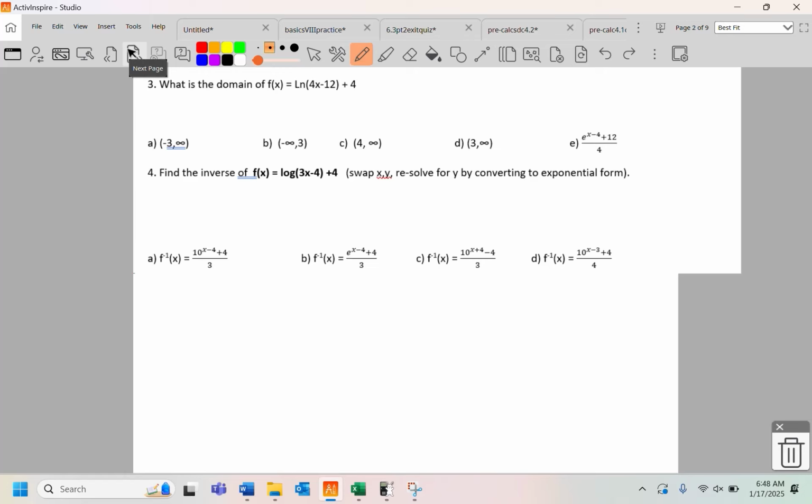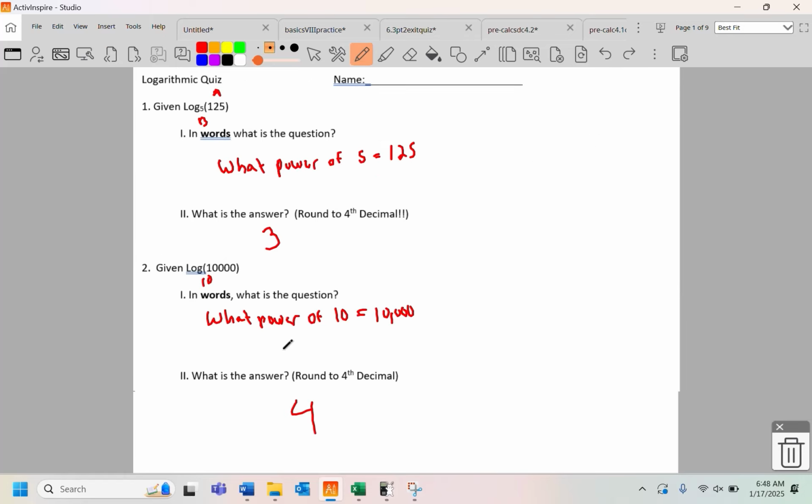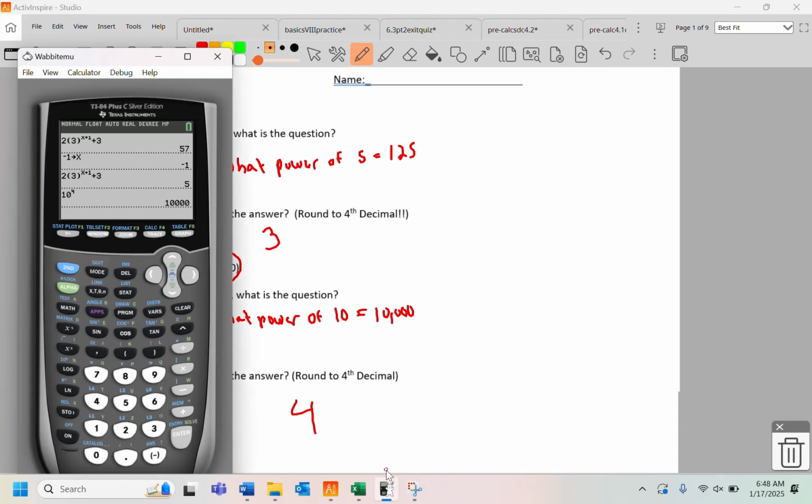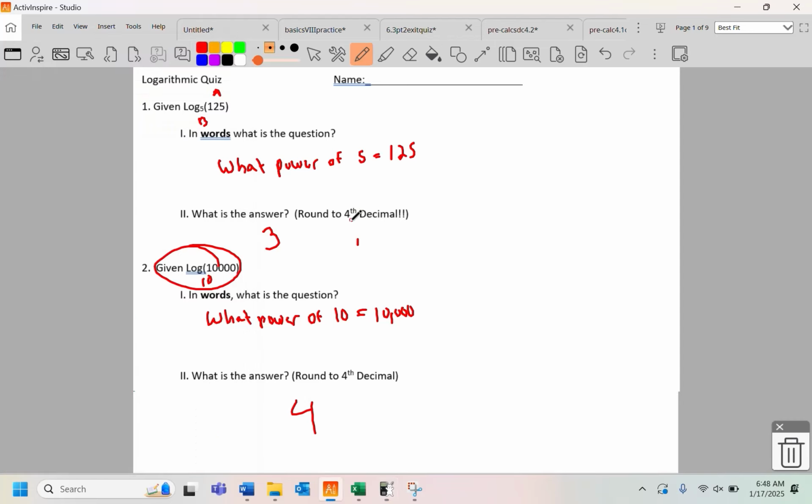All right, what is the domain? Oh, and by the way, since this last one was just a log, like if that's too much for you, you can literally type log 10,000. You're still gonna get 4.